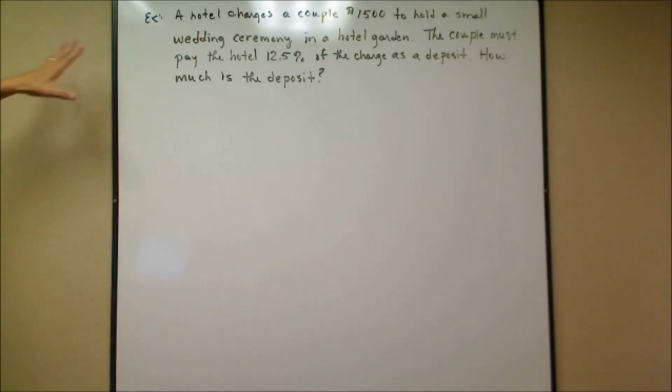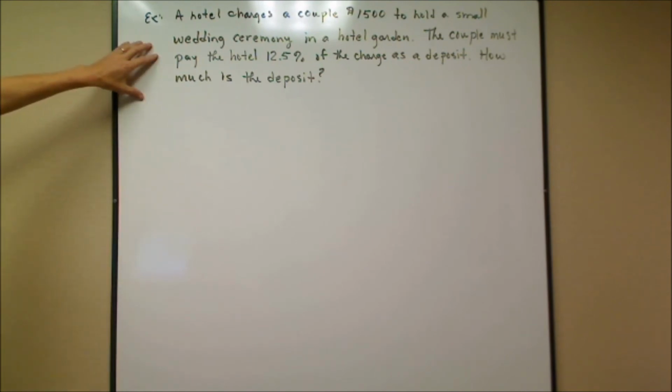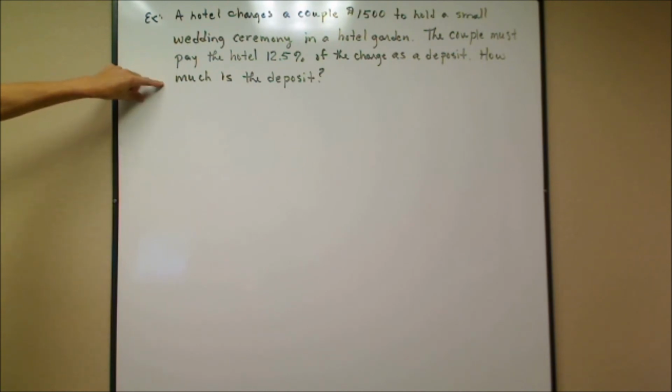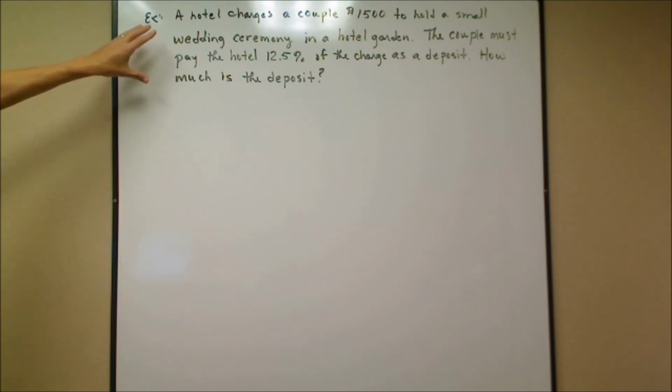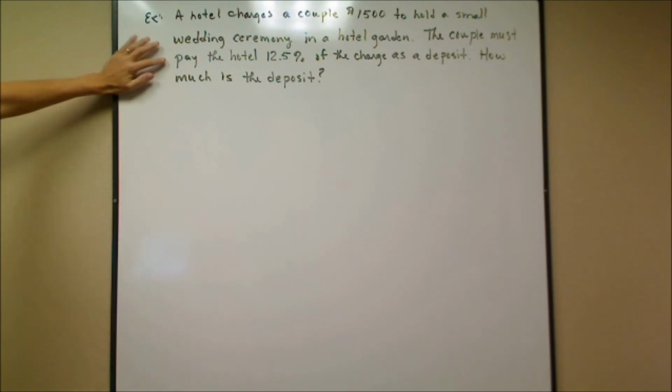I'm going to do one example here of an application involving percents. We're going to spend a lot more time doing applications in a later lesson. A hotel charges a couple $1,500 to hold a small wedding ceremony in a hotel garden. The couple must pay the hotel 12.5% of the charge as a deposit. How much is the deposit? Now, it's not written in the form with the is and the of, where you can identify the percentage or the part and the base number quite so readily.